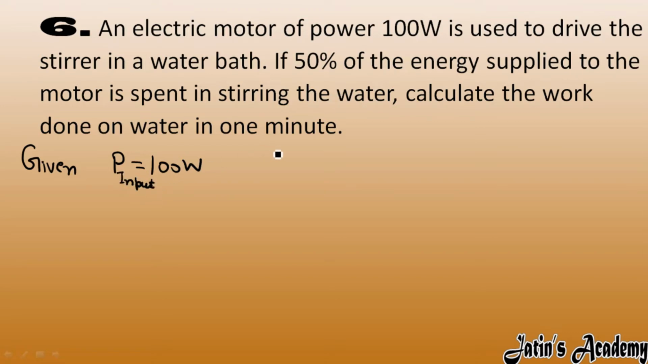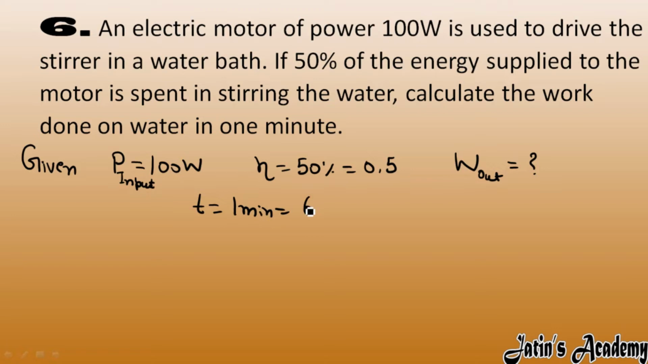Next we have used to drive the stirrer of the bath, and efficiency we have 50%, which is 0.5. Energy supplied to the motor is spent in stirring the water. Calculate the work done on water. Basically we have to calculate the work output, how much work is done by the motor on the water. In 1 minute. Time is given as 1 minute, which is equal to 60 seconds in SI unit.